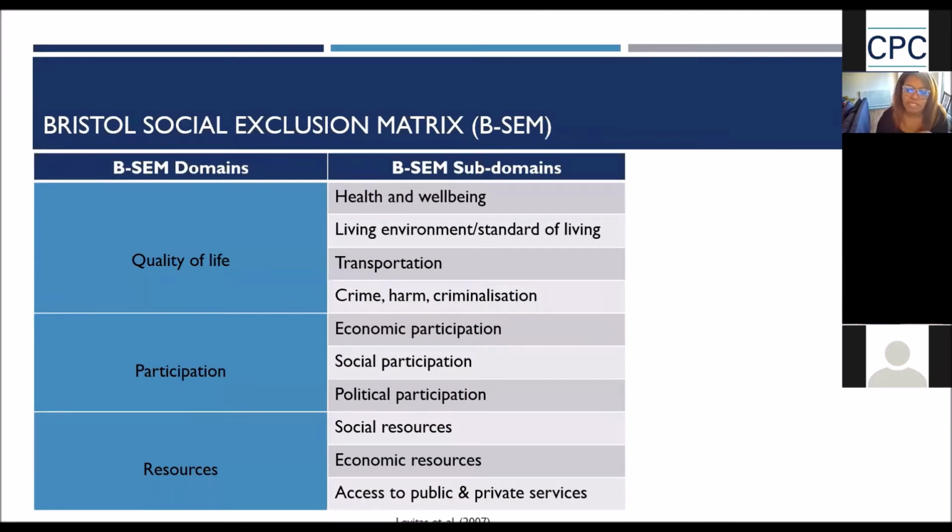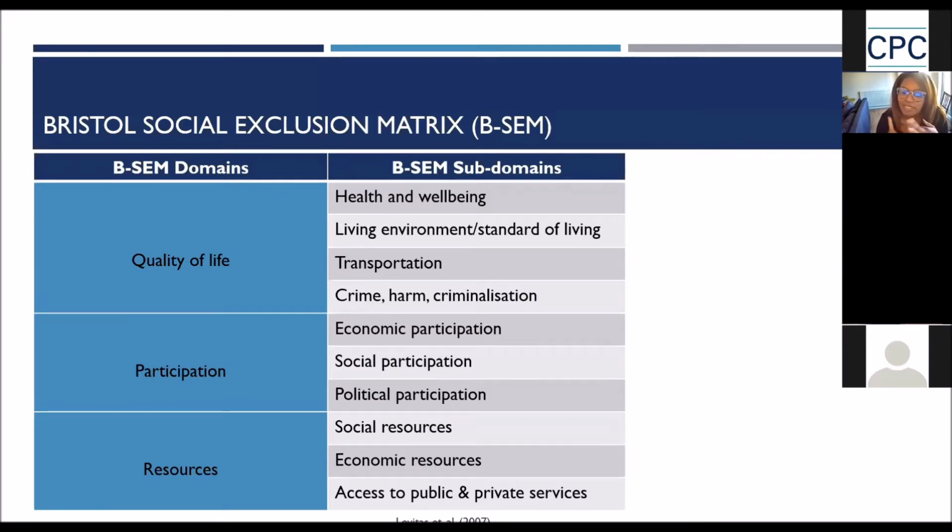So to operationalize social exclusion, I use the Bristol Social Exclusion Matrix, or the B-SEM. It's presented here in this table. It identifies 3 interconnected domains: resources, participation, and quality of life. Now, this taxonomy is not definitive by any means, but what's desirable for me in doing this research is that it was developed with the dynamic nature of social exclusion in mind.